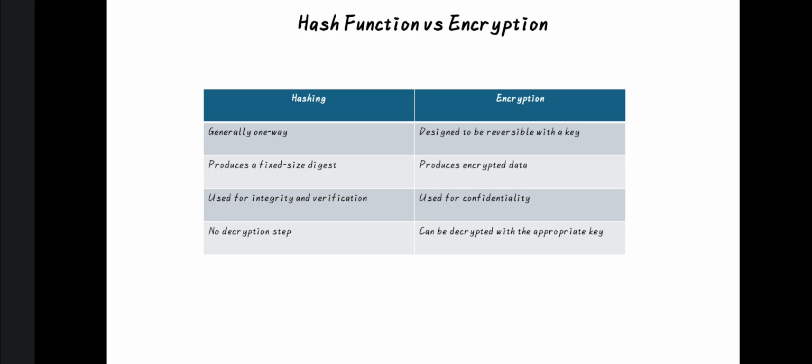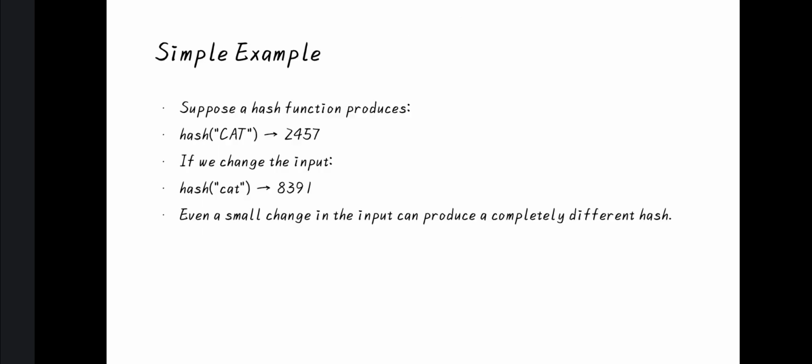confidentiality. Hashing has no decryption step. Encryption means data can be decrypted with the appropriate key. These are the consequences of the encryption steps.